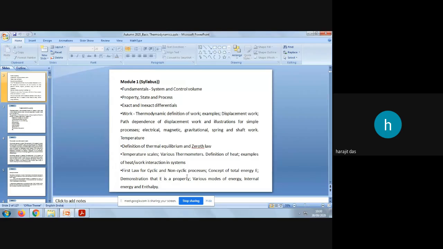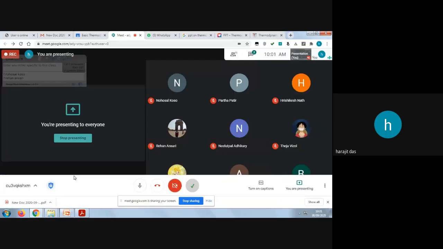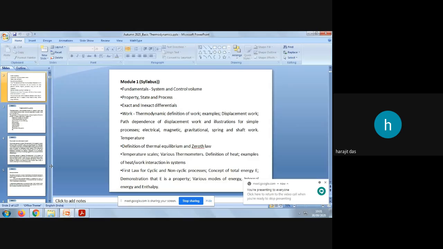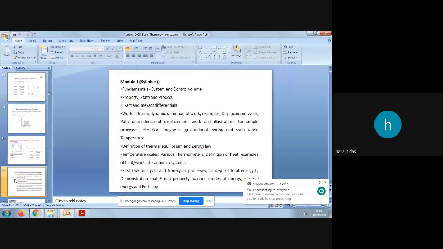So before that, one small topic actually is left, which is important. Before this heat and work interaction, yes, we have defined the PdV work, isn't it? So PdV work is the displacement work, isn't it? So the displacement work, I will show you, how it was measured actually.